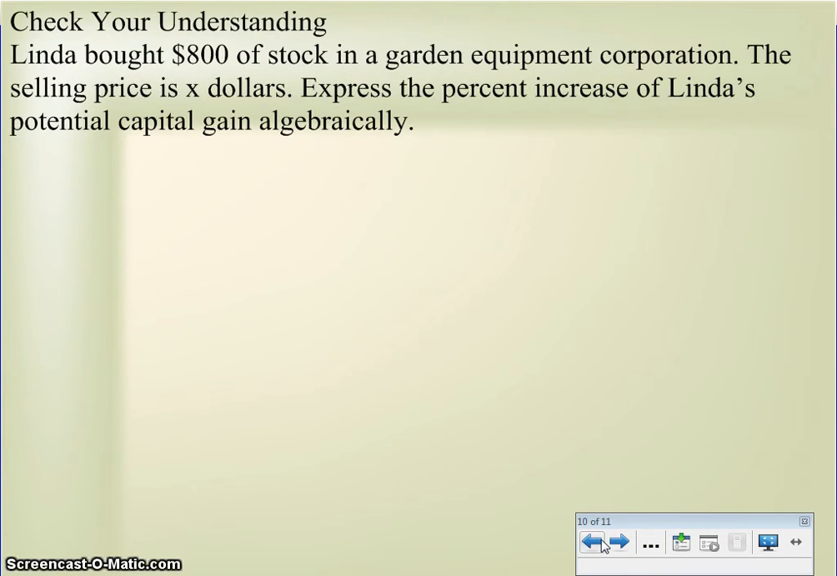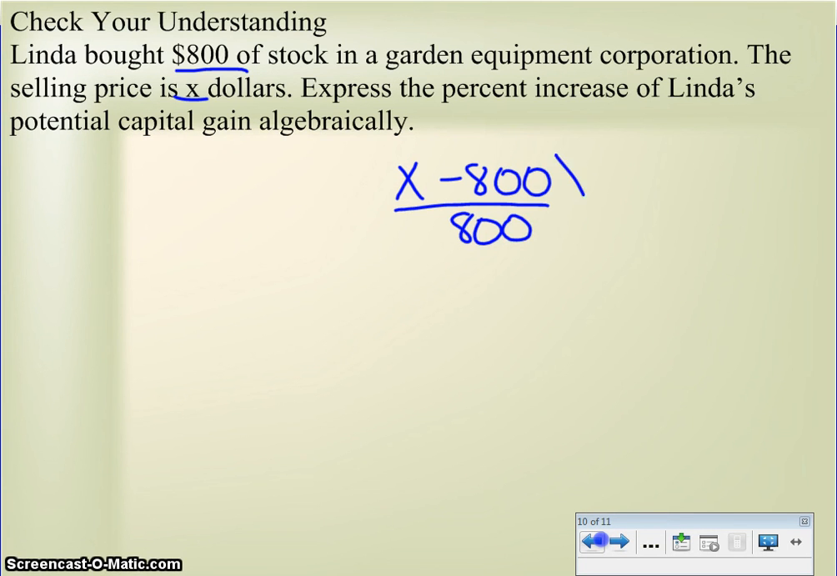Finally, Linda bought $800 stock in Garden Equipment Corporation. The selling price was X dollars. Express the percent increase of Linda's potential capital gain algebraically. So go ahead and press pause, take a moment, solve that, and come back when you're ready. So we're going to take the selling price minus the purchase price, and then we're going to divide it by the purchase price and multiply it by 100 to convert it to a percent. And that's it for this particular chapter. Good job, everyone.